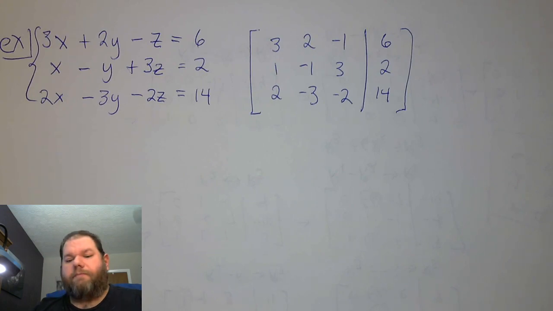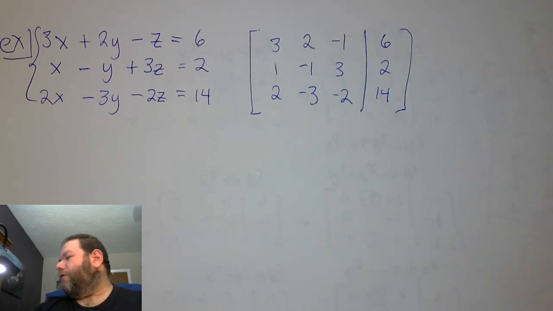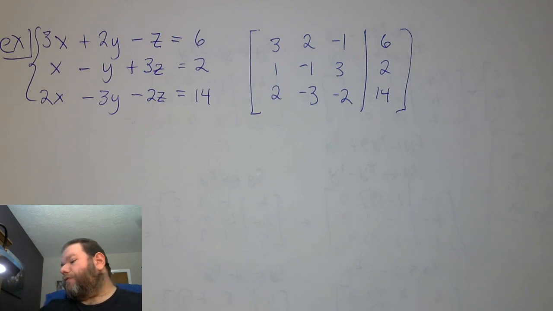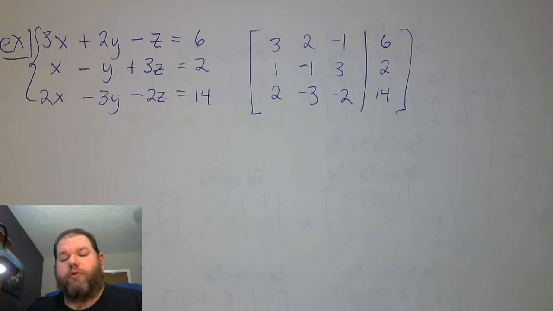Does anyone have an idea how we can get a 1 in the upper left corner? You can take row 1 and subtract row 2 twice, yeah.